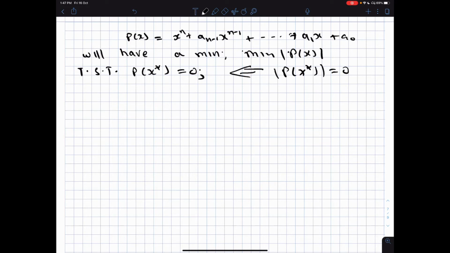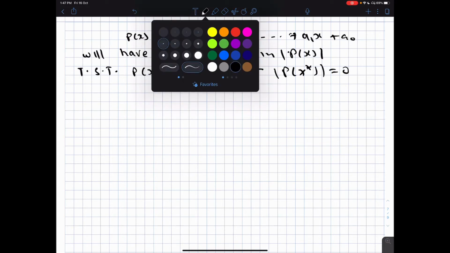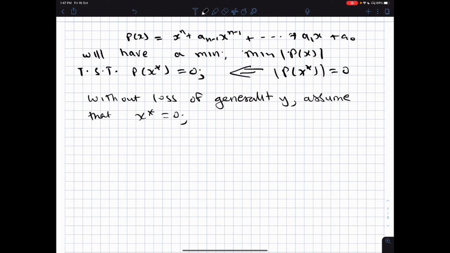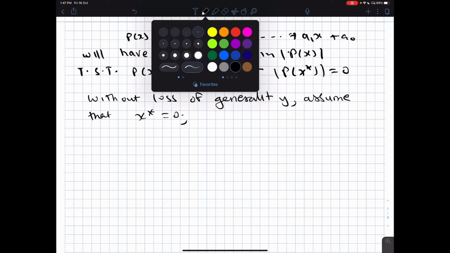So now I am going to use a small trick here, and I am going to say, without loss of generality, that I am going to assume that x star is 0. I give you a minute to ponder on this. What do I mean by without loss of generality, x star is 0?